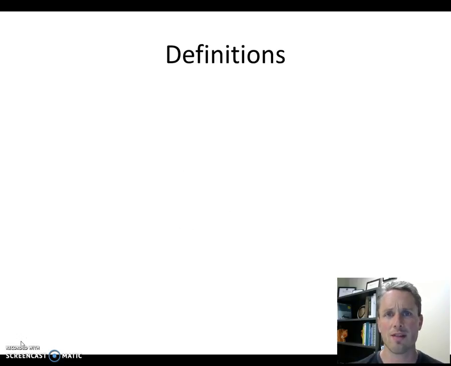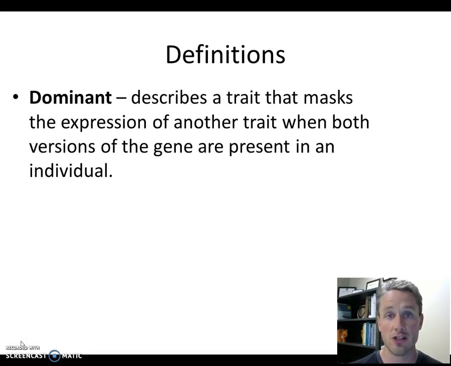So let's start with some definitions. Let's look at a textbook definition for dominant and recessive and see if we can use that to help us figure out how these terms relate to one another. If you look up the term dominant in the textbook, we'll see something like this. Dominant describes a trait that masks the expression of another trait when both versions of the gene are present in an individual. At this point in our understanding of genetics, that might be hard to understand.